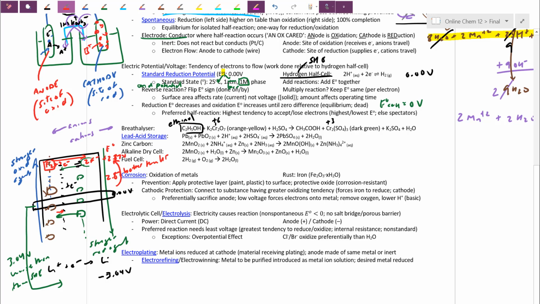Lead acid storage battery. This one here is a car battery. It's sort of like a disproportionation where we have one chemical undergoing both oxidation and reduction. In this case it's actually the reverse. The lead, going from a 0 state to the +2 state, is oxidizing, and the PbO2 going from +4 down to +2 is reducing to become the same chemical.